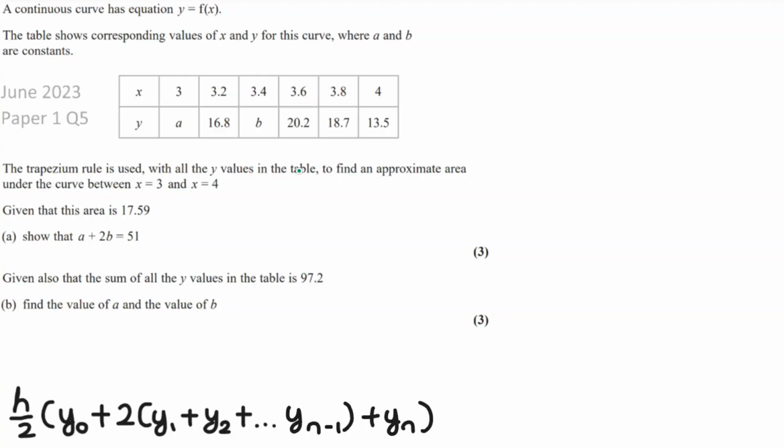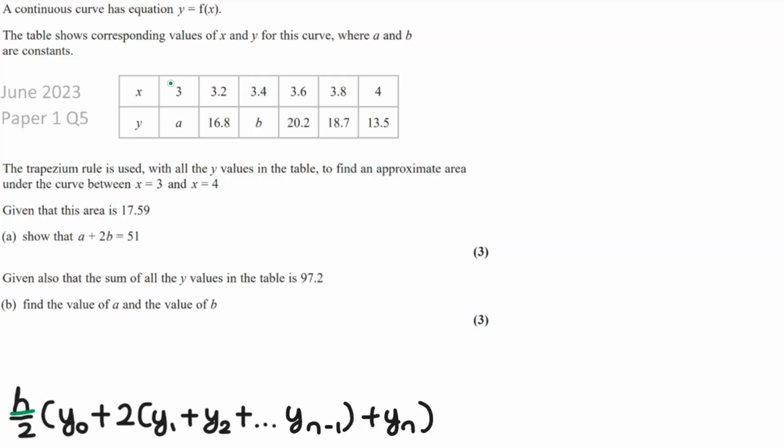And we're told that this table is used for the trapezium rule to find an approximate area between x is equal to 3 and x is equal to 4. We're told that this calculated area is 17.59, and therefore we need to show that this here is true. So what we need to do is use the formula here for the trapezium rule and sub in the values, and we know that this formula is equal to 17.59, and then rearrange it to this form here. So let's get the values of h and y.